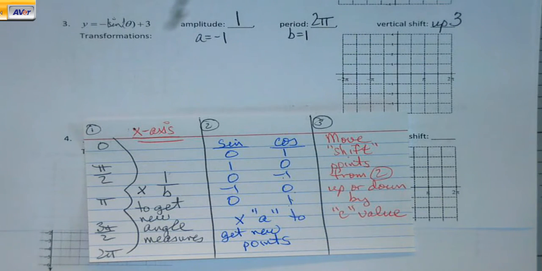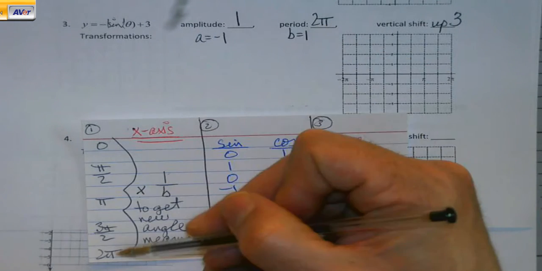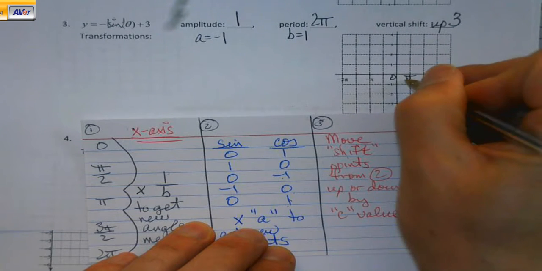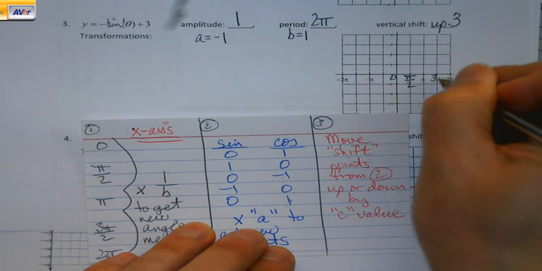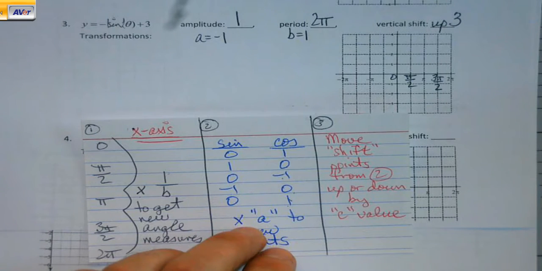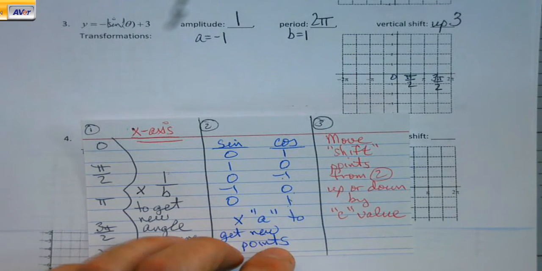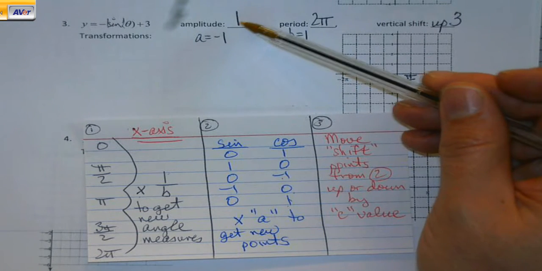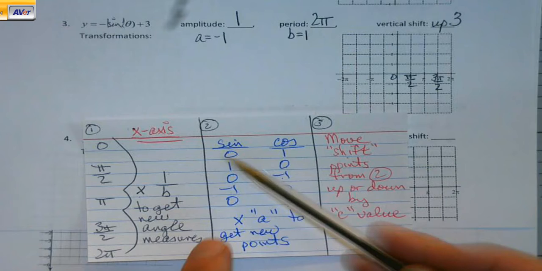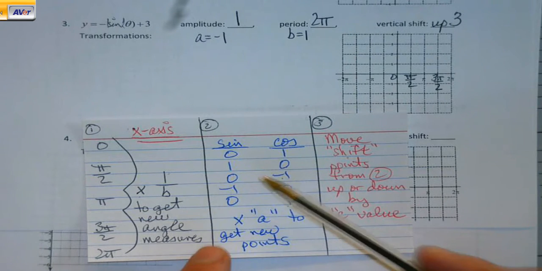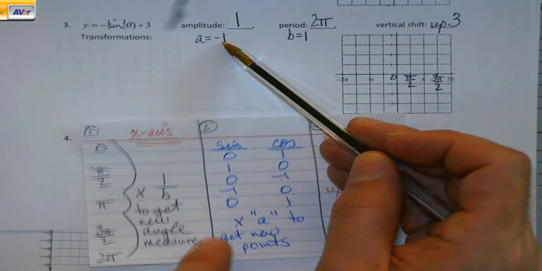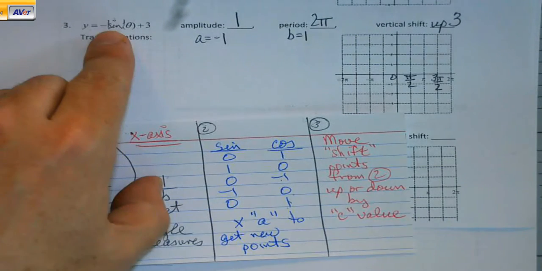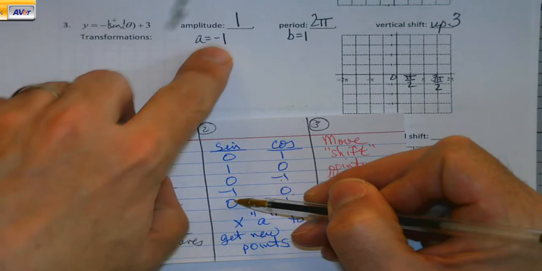So now when I go to do my period, that's still the same. It's still just going to be these original values, so I get those in. However, when I get to the next part, this is where I've got to be careful. Yes, my amplitude is 1. But that's not what I'm multiplying my sine or cosine values by to get my new points. It's the a value. The a value is negative 1. So when I go to get my points, it's a sine graph, so I'm using these, times the a value.